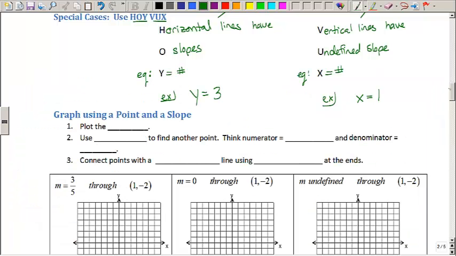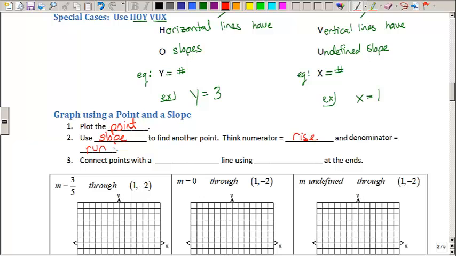Next, we're trying to graph using a point and a slope. In order to graph using a point and a slope, I first want you to graph the point. Then I want you to use your slope to find another point. And I want you to think rise is the numerator and the denominator is your run.